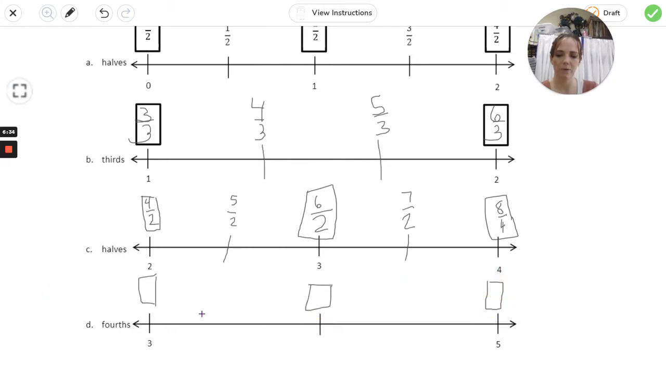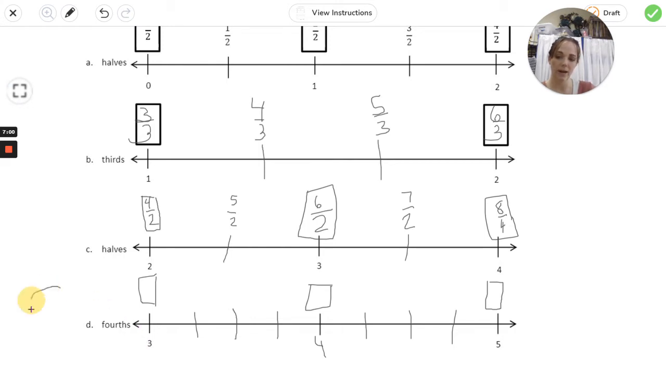Now we're talking about fourths. So I'm going to put these into 4 pieces by cutting each in half and then cutting those parts in half. So fourths, you need fourths from 3 to 4 and from 4 to 5. How many fourths do we have if we start at 3?